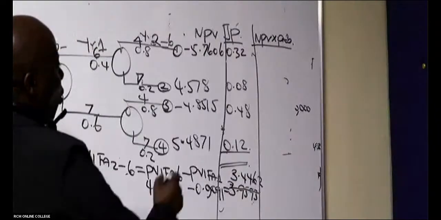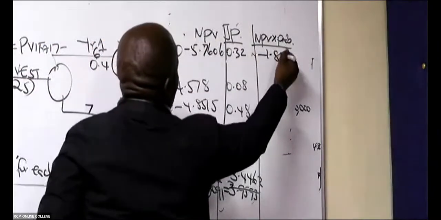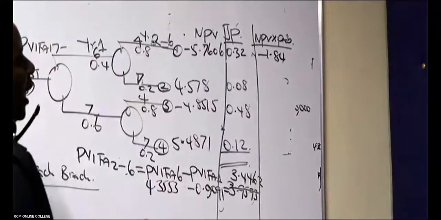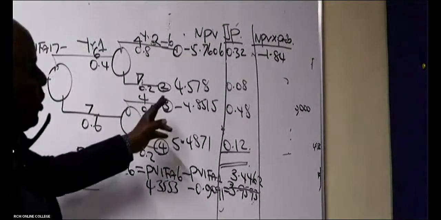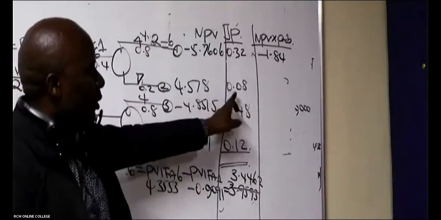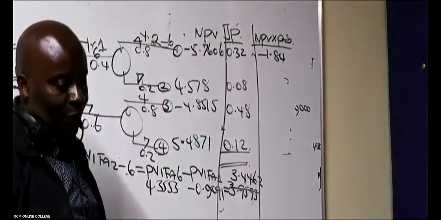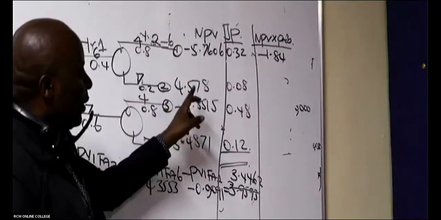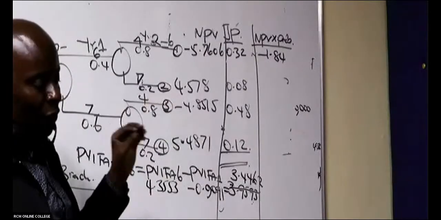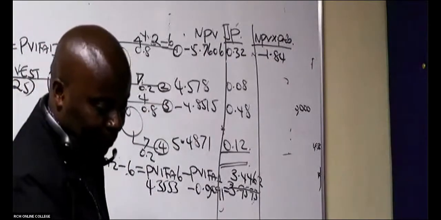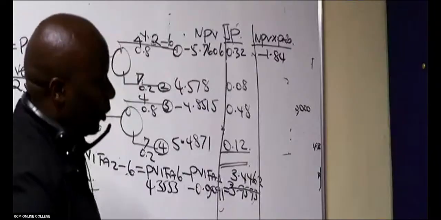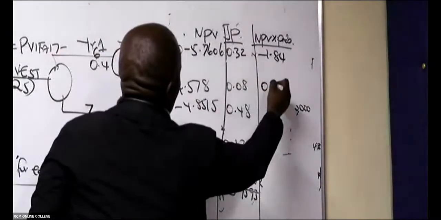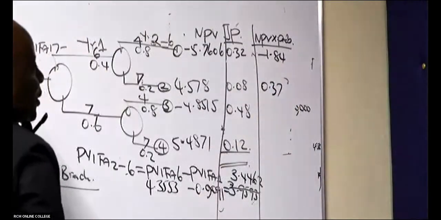Minus 1.84. Then you continue like that. Go to the second node here. We have this NPV times 0.08. 4.578 times 0.08. Give me an answer. 0.37. Thank you so much. 2 decimal places are sufficient.